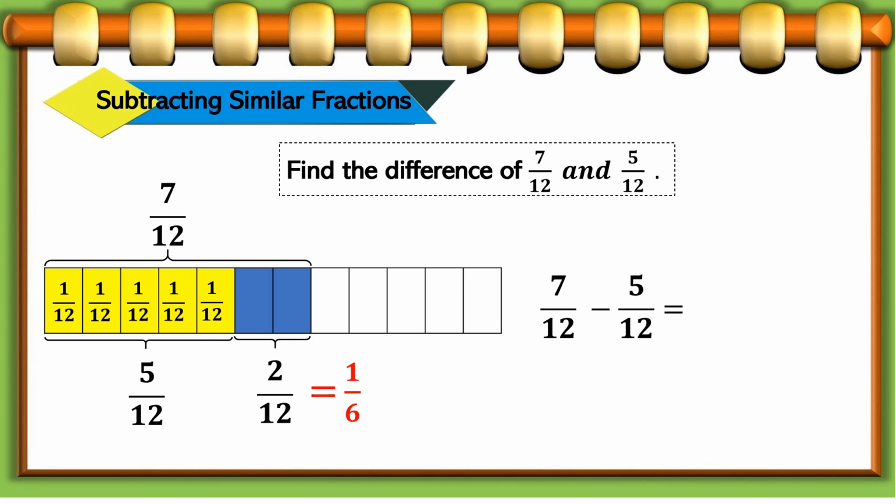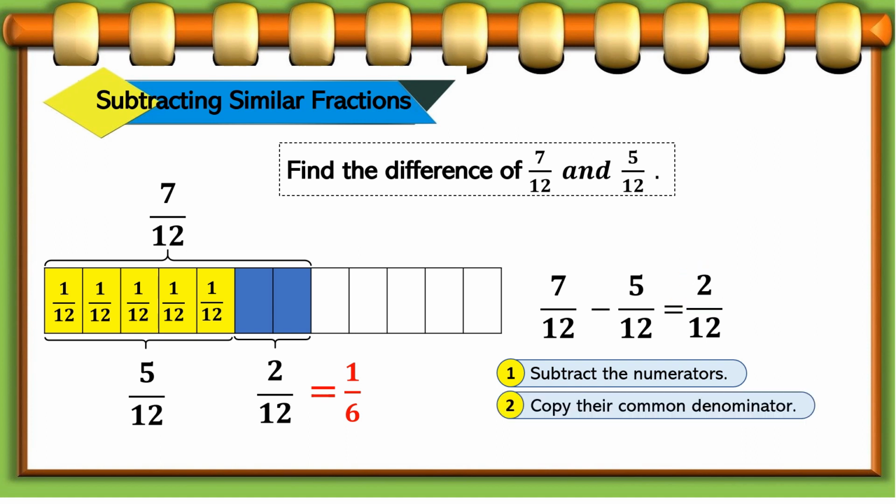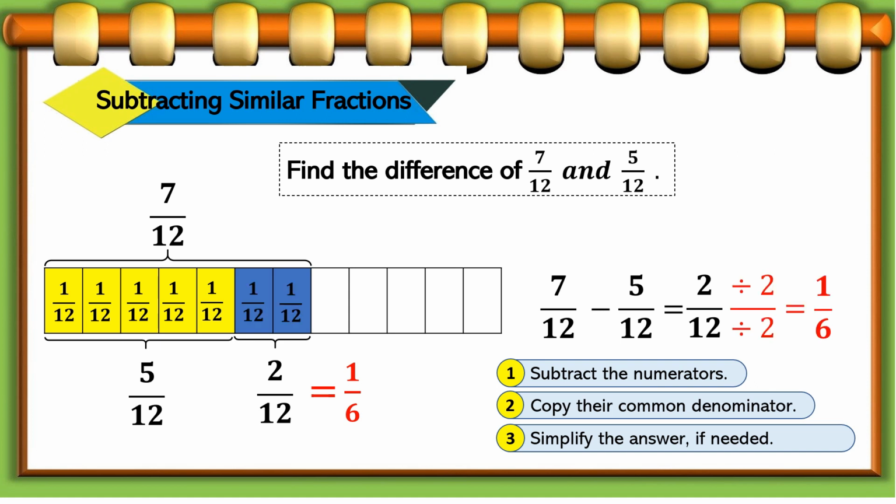Now, to subtract similar fractions, we're going to subtract the numerators. 7 minus 5 equals 2. Then, copy their common denominator, 12. After that, simplify the answer if needed. Since the fractions have a common factor of 2, we're going to divide 2 divided by 2 equals 1. 12 divided by 2 equals 6. So the answer is 1 over 6.